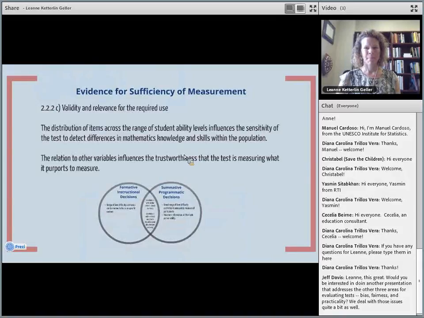One question from Davis. He says, Leanne, this is great. Would you be interested in doing another presentation that addresses the other three for evaluating tests? Bias, fairness, and practicality. We deal with these issues quite a bit as well. Absolutely. I think that's a very important component of test validity and evaluating the technical adequacy. And certainly the International Test Commission recognizes that as well and has those as mentioned. So I'd be happy to talk with you.